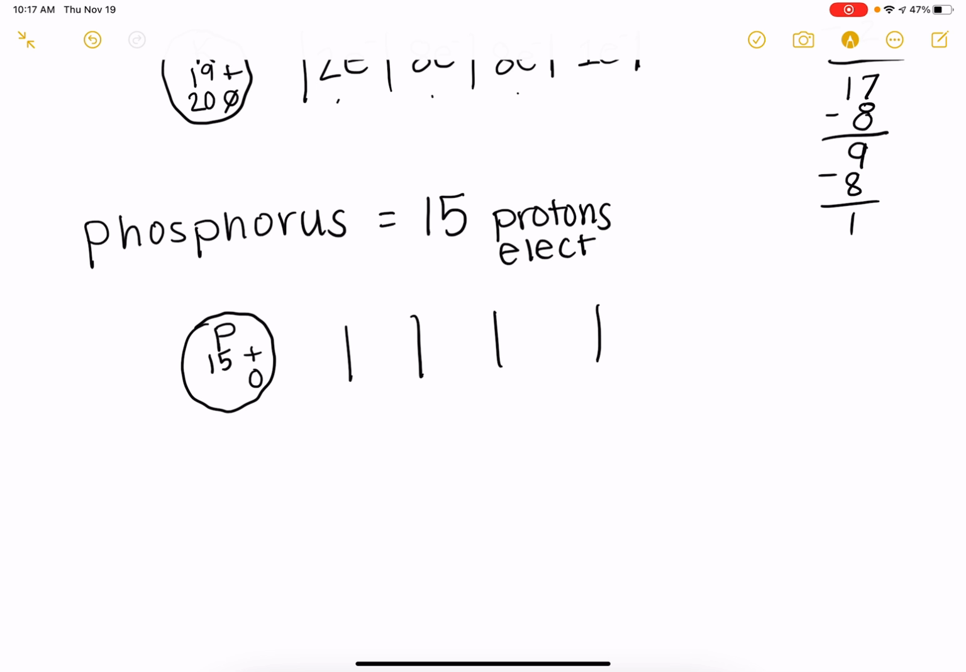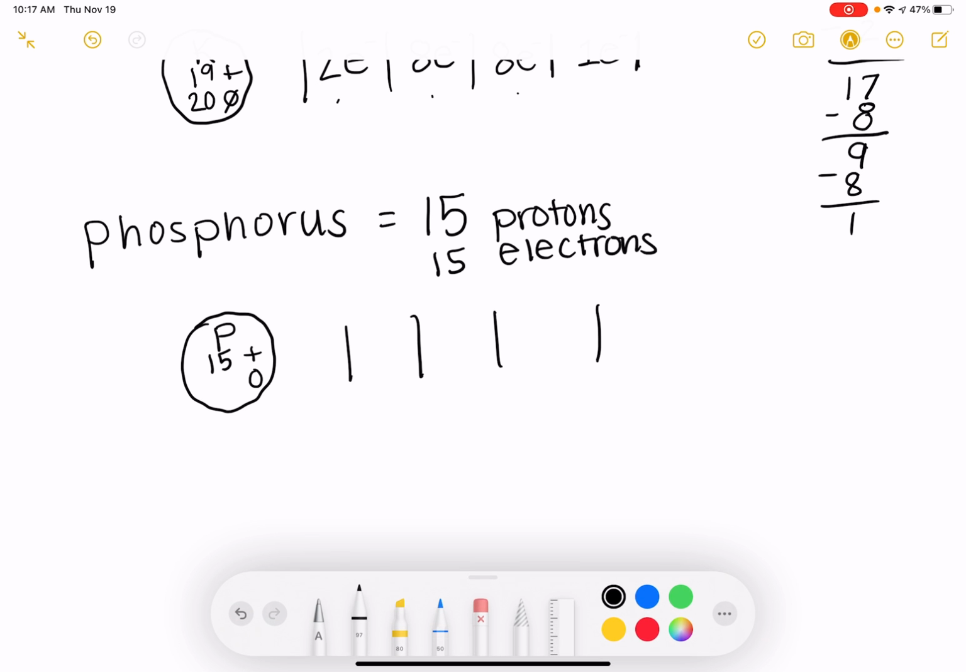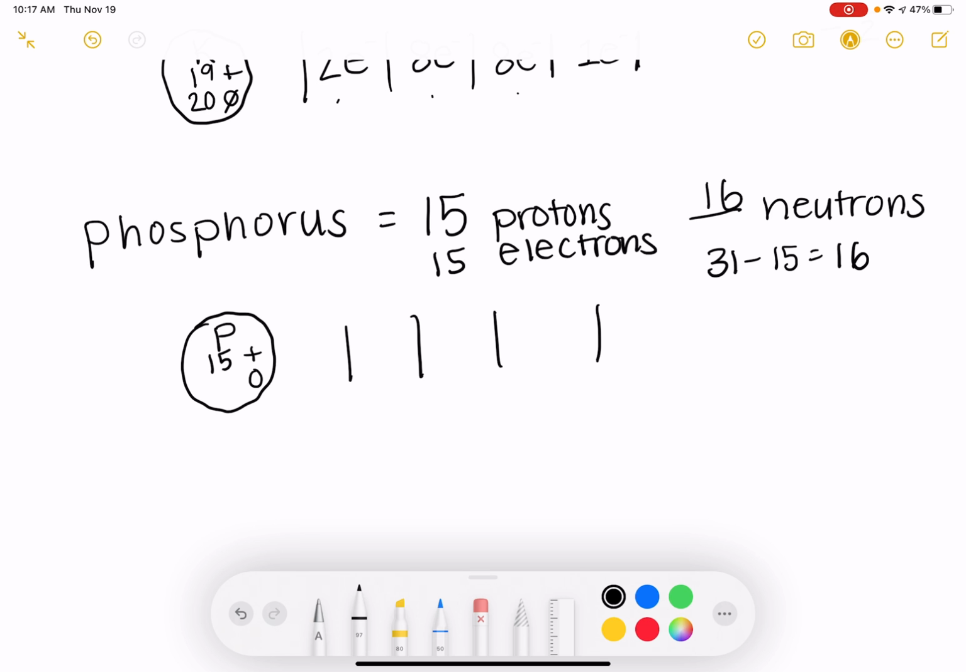Electrons will also be 15 because they're always going to be the same. And then our neutrons, that's one that might not be 15. Our neutrons are going to be our mass, which is 31 minus 15, which would actually give us 16. So the neutrons are 16, and when we draw that right here, we're going to write 16.